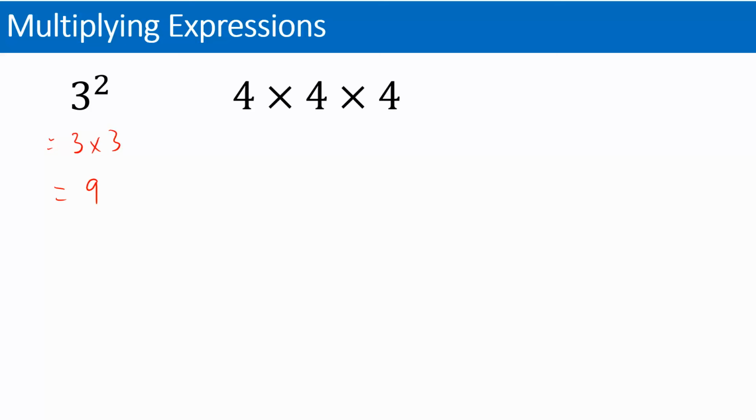Okay. What if I change it to this now? 4 times 4 times 4. What's another way of writing that? 4 to the? Good. This is now 4 to the power 3. Anyone happen to know what it is? 4 times 4, 16. 16 times 4, 64. Good.